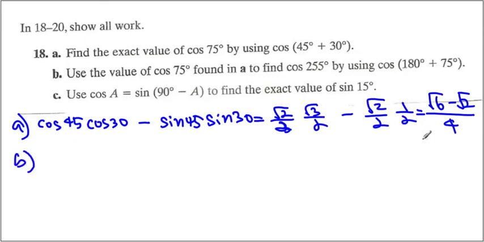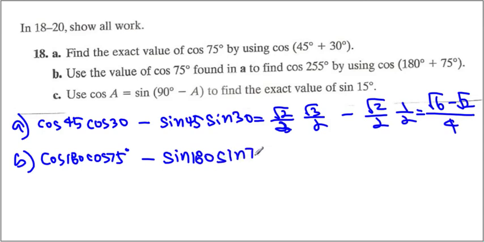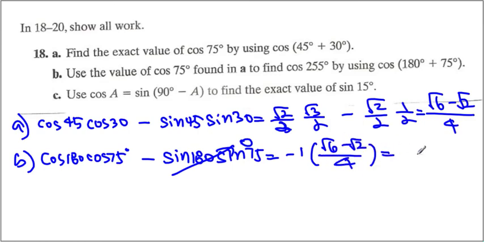How about B? Using that value, we want to figure out this one. Then we have cosine of 180 times cosine of 75, which we calculated earlier, minus sine of 180 times sine of 75. But we realize that this portion is equal to 0, because sine of 180 is in fact equal to 0. So here we have cosine of 180 is negative 1 times radical 6 minus radical 2 over 4. This basically means we have radical 2 minus radical 6 over 4 as our answer.